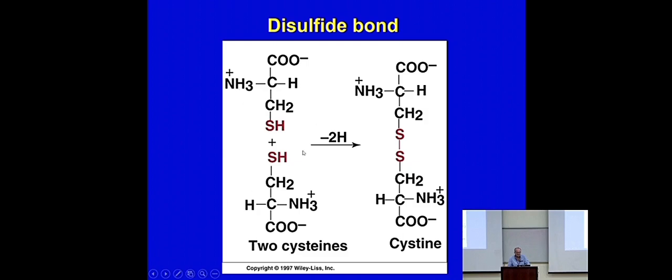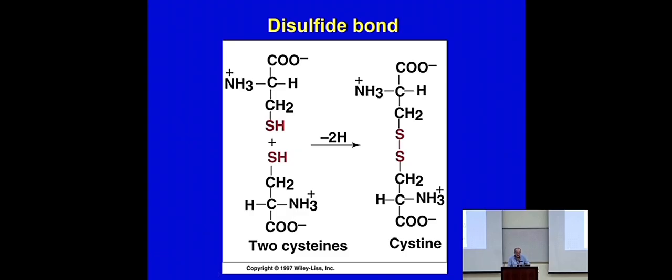If you have two cysteines in the vicinity of one another, they can create a covalent bond between them. That's called a disulfide bridge, to form actually a dipeptide. Now, two amino acids called cysteine. This is a pretty strong bond.